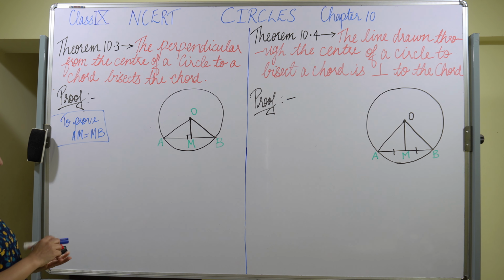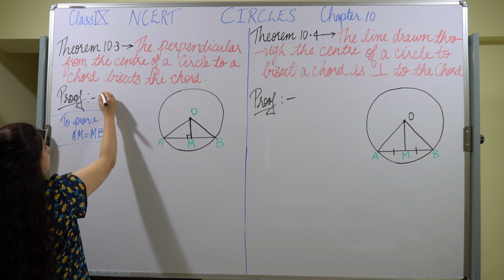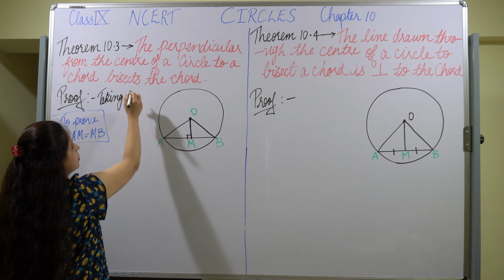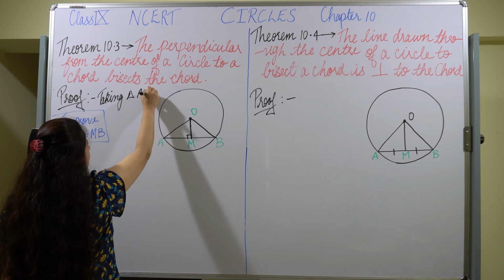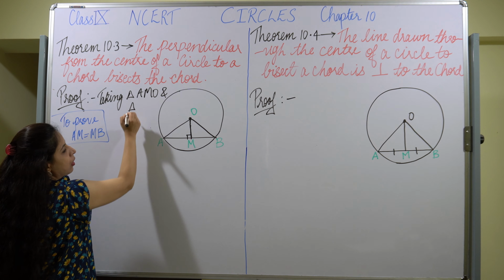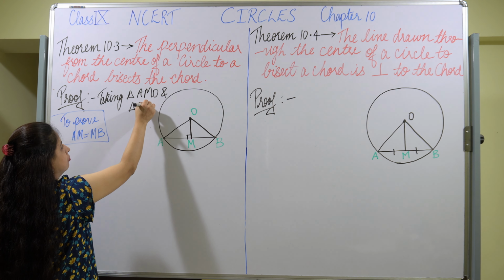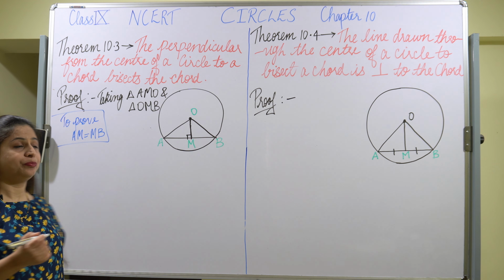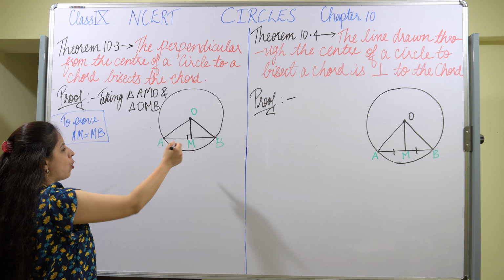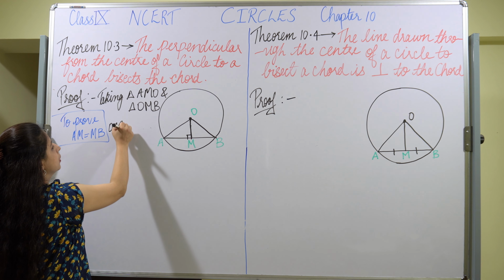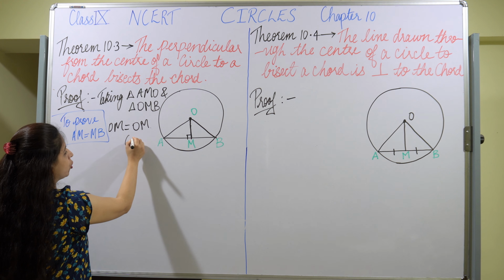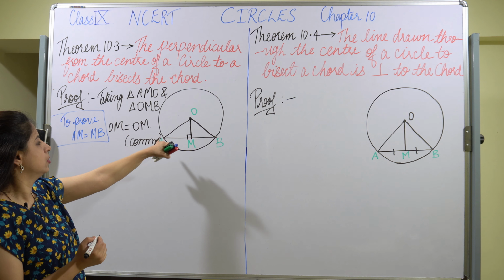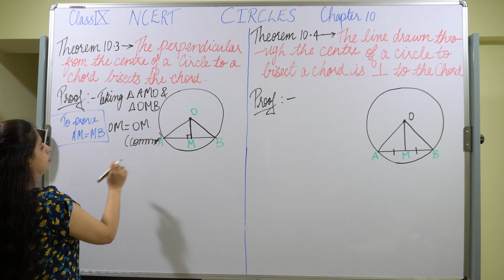Let us take the triangles AMO and OMB. Two triangles are there, AMO and OMB. OM is the common side. OM is equal to OM because it is common for both the triangles. And OA is equal to OB.